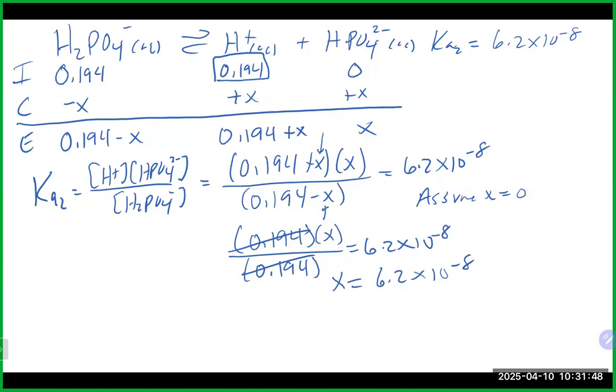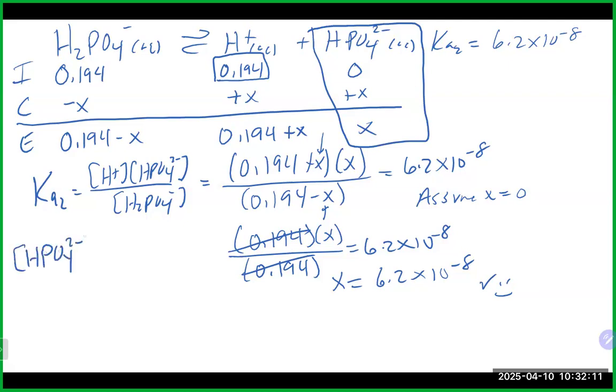We should check it. So if we divide that number there by 0.194 and times it by 100, the check is good in this case. So what does that give us now? If we go to our ICE table, we can see that in this case, the X value equals the concentration of HPO4 2 minus. And in this case, it would equal 6.2 times 10 to the minus 8.